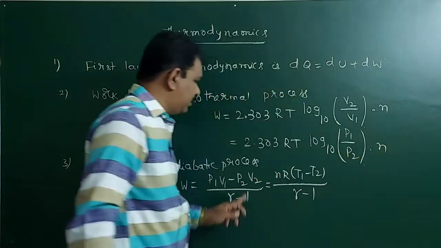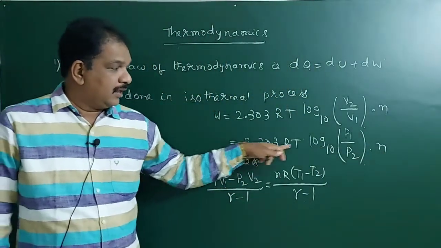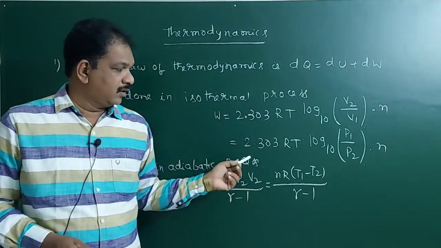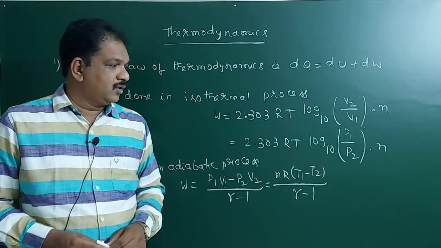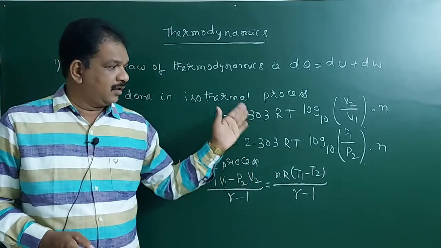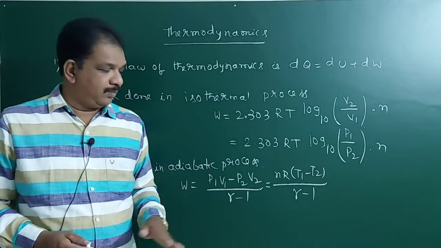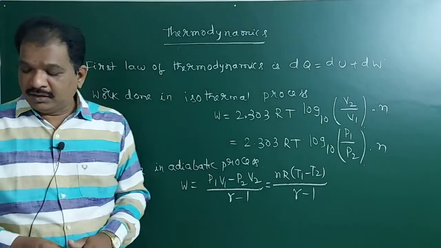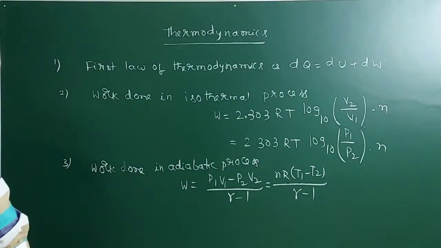So 2.303 nRT log 10 V2 by V1, and 2.303 nRT log 10 P1 by P2. Work done in isothermal process, work done in adiabatic process.